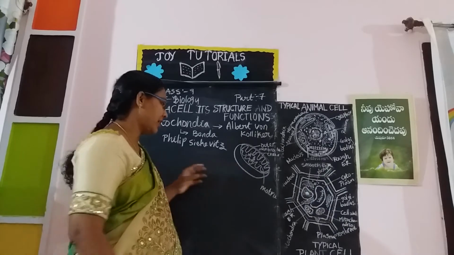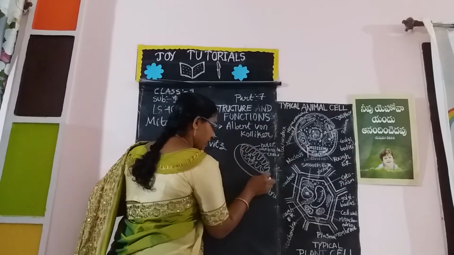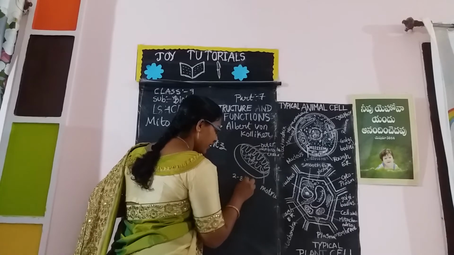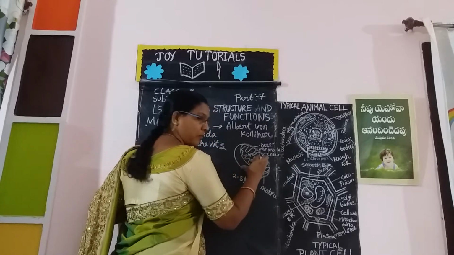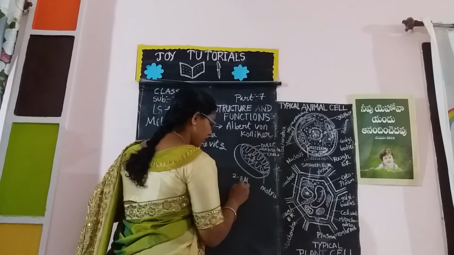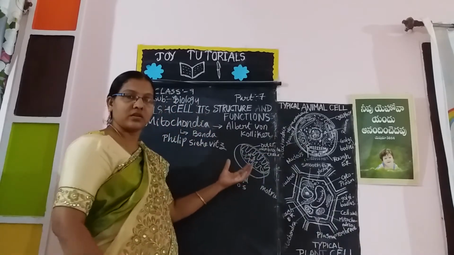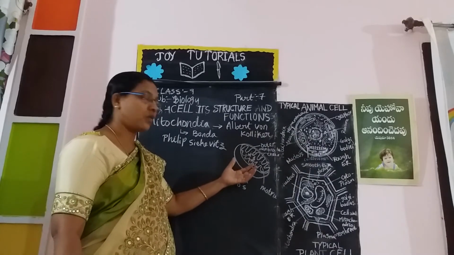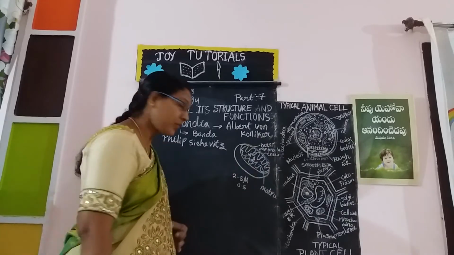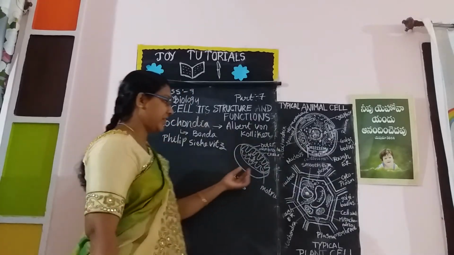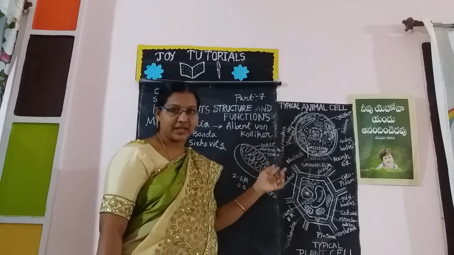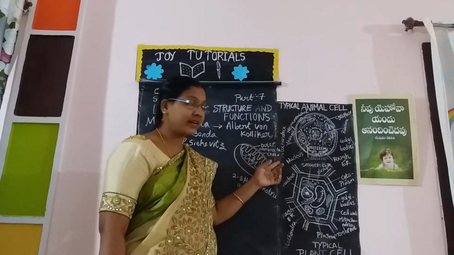This is about mitochondria. These are 2 to 8 micron long and 0.5 micron width. These are cylindrical oval organelles in the cytoplasm. Okay. These are very small compared to the nucleus, 150 times smaller than the nucleus.